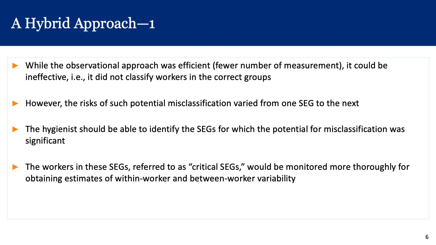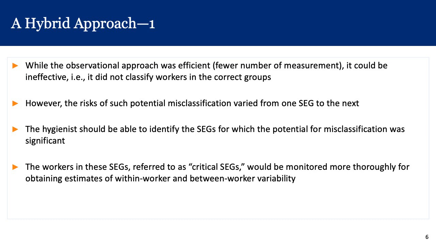because the observational approach is efficient, as we discovered. It requires very few measurements. However, it can be ineffective in that it does not necessarily classify workers into correct groups. However, the risks of such potential misclassification vary from one SEG to the next. And the industrial hygienist should be able to identify the SEGs for which the potential for misclassification is significant. The workers in these SEGs, which are referred to as critical SEGs, would be monitored more thoroughly for obtaining estimates of within and between worker variability.